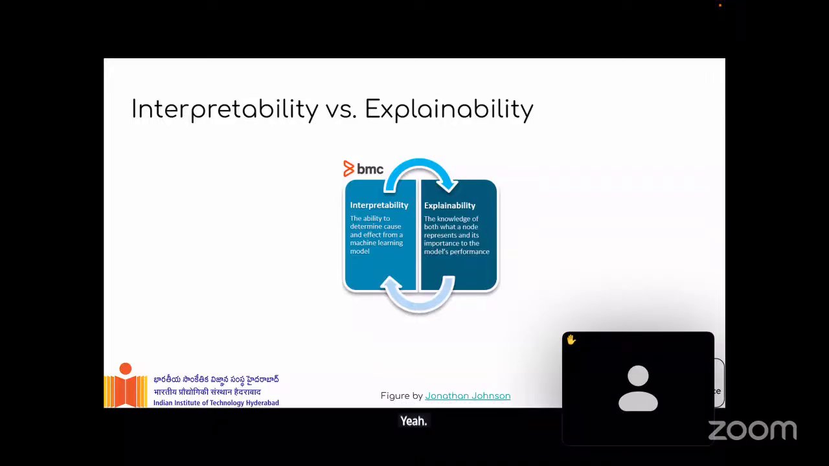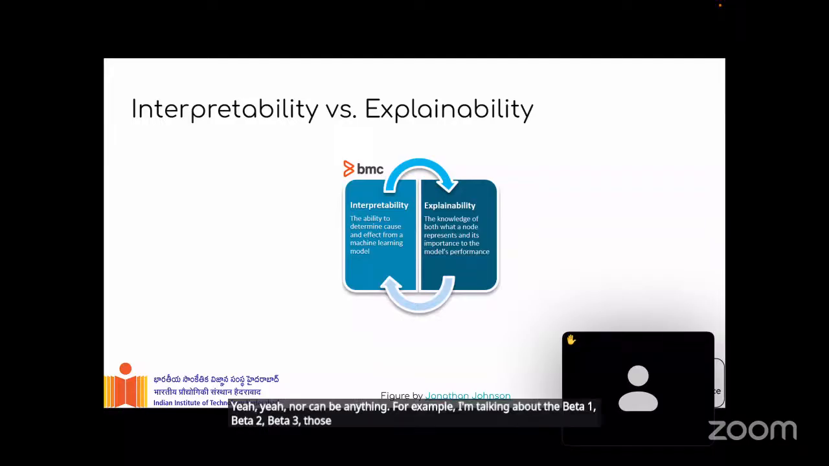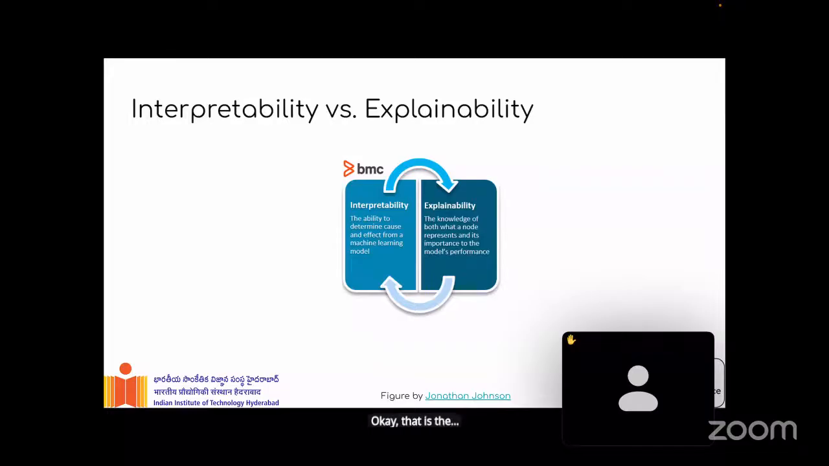Yeah, a node can be anything. For example, I'm talking about the beta 1, beta 2, beta 3, those parameters. You can ask what beta 1 emphasizes. I can say it gives importance to the distance to nearby schools. That is the node. It can be anything, the parameter or a block or a layer. It depends on the model.